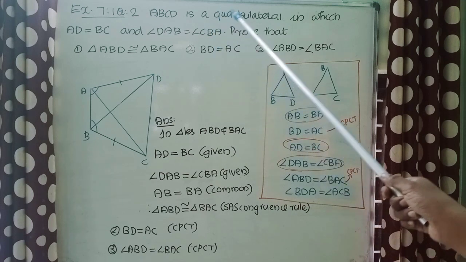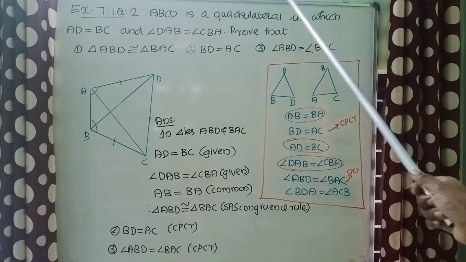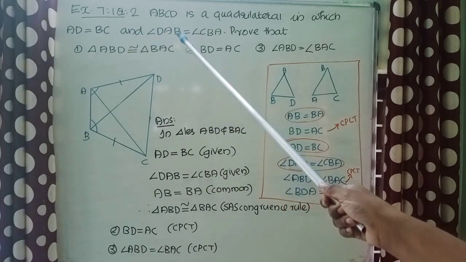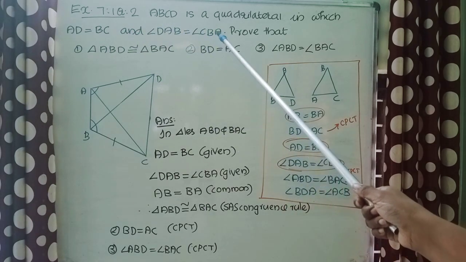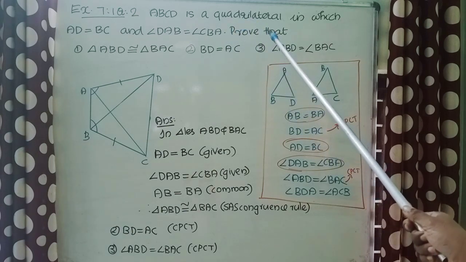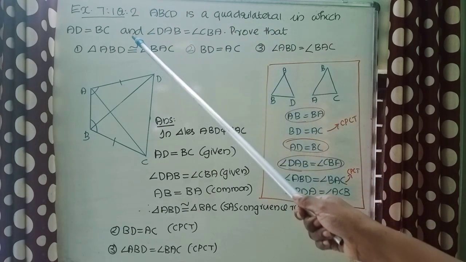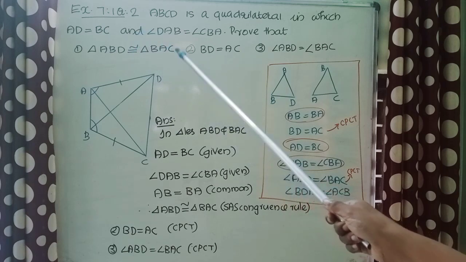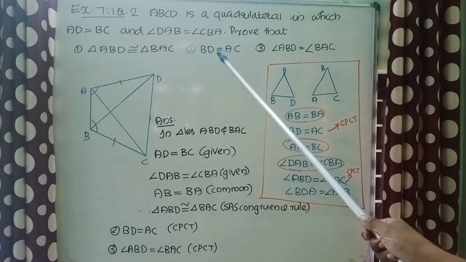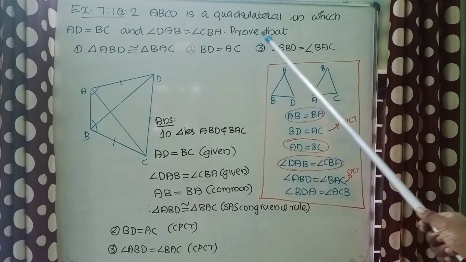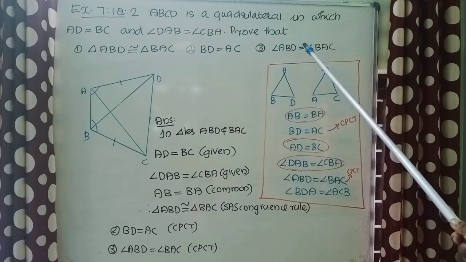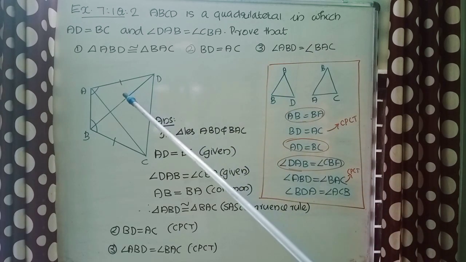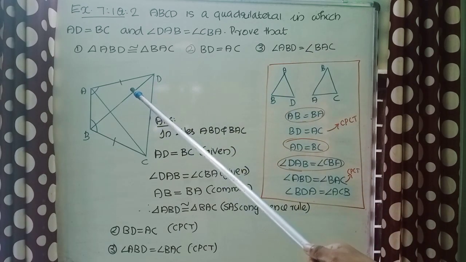ABCD is a quadrilateral in which AD equal to BC and angle DAB equal to angle CBA. Prove that. First question, triangle ABD congruent to triangle BAC. Second question, BD equal to AC. Third question, angle ABD equal to angle BAC. Here is given the figure.